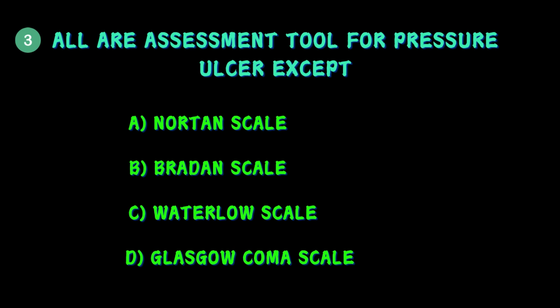Third question: all are assessment tools for pressure ulcer except. The options are option A Norton scale, option B Braden scale, option C Waterloo scale, option D Glasgow Coma scale. So here the right option is D, that is the Glasgow Coma scale. It is used for assessing the level of consciousness of patients. Other than option D, Norton scale, Braden scale, Waterloo scale are used for pressure ulcer assessment.